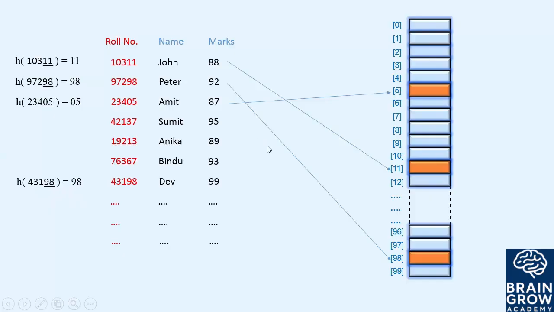Now this problematic situation is called collision, and it occurs when our hash function generates the same address for different keys. This problem of collision would never occur in direct address tables because there we were using keys as addresses, and keys are unique. So we'll have a unique address for each record.